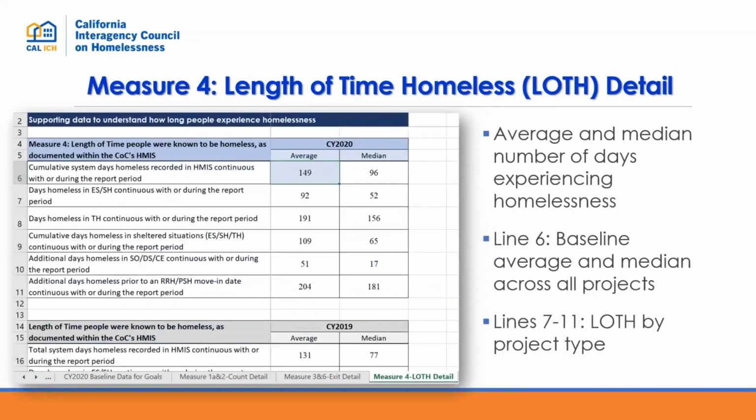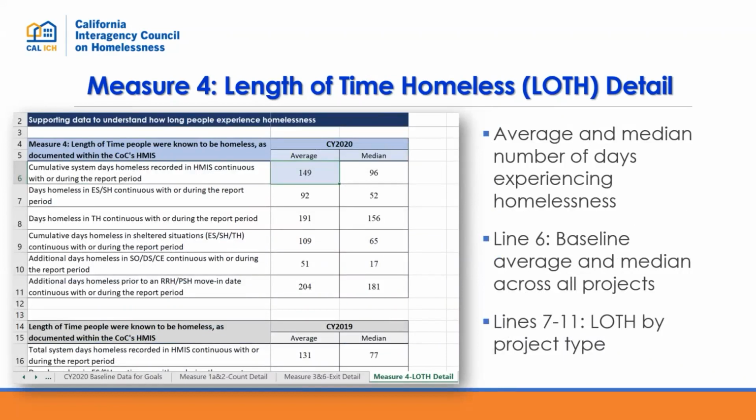Next is Measure 4 Length of Time Homeless Detail tab. The Measure 4 Length of Time Homeless Detail tab reports further details on the number of days that people experienced homelessness while enrolled in different types of projects in the system. On line 6, you can see the baseline average number of days homeless in the system reported in Measure 4, as well as the median length of time homeless.